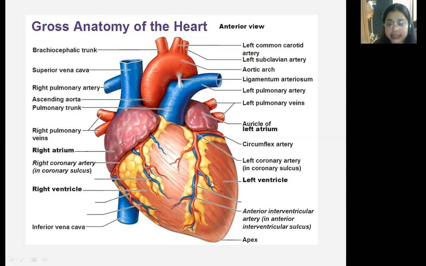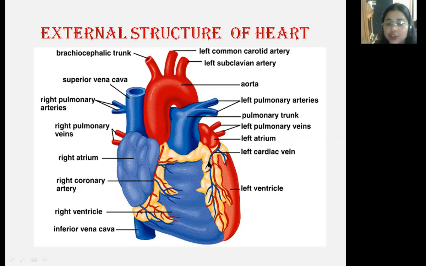Now, the heart itself needs oxygen and nourishment, and that is supplied by the right coronary artery and left coronary artery. Next is the external structure of the heart. If we externally have a look, we can see these major parts. These three branches we have already discussed: brachiocephalic trunk, left common carotid artery, and left subclavian artery, which are the arteries coming out of the aorta.